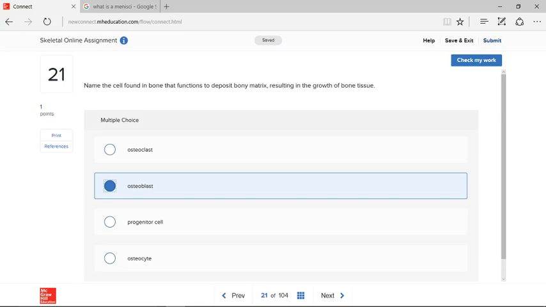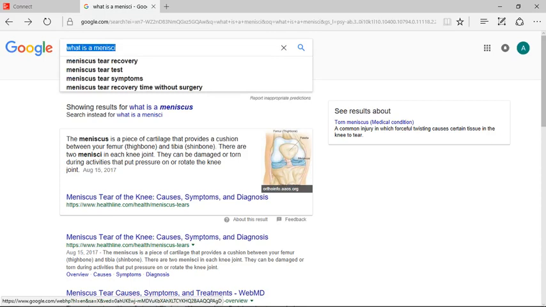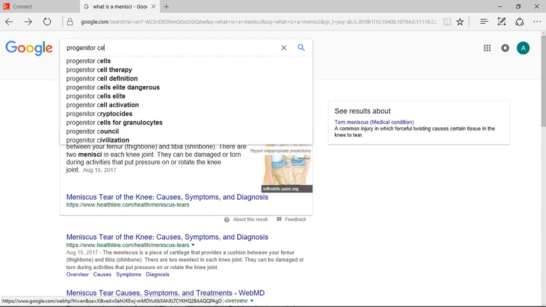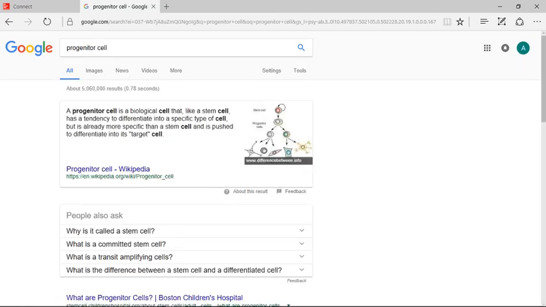The progenitor cell, I've actually never heard of that. So let's look up progenitor cell. A progenitor cell is a biological cell that, like a stem cell, has a tendency to differentiate into a specific type of cell, but is already more specific than a stem cell and is pushed to differentiate into its target cell. Alright.